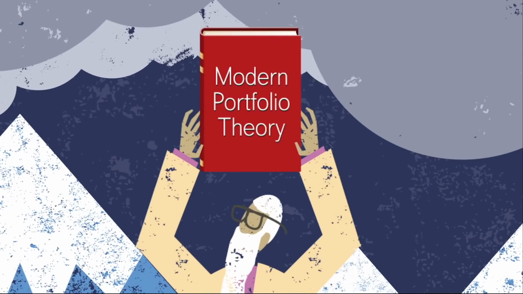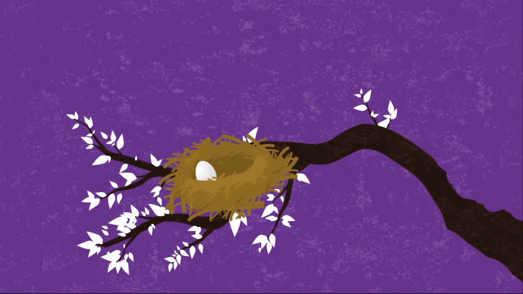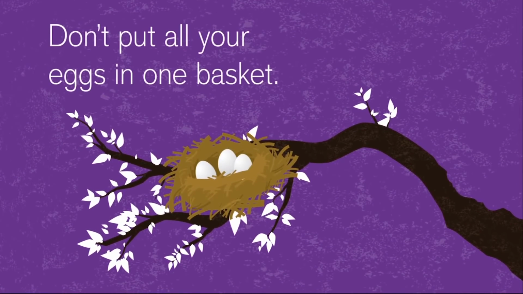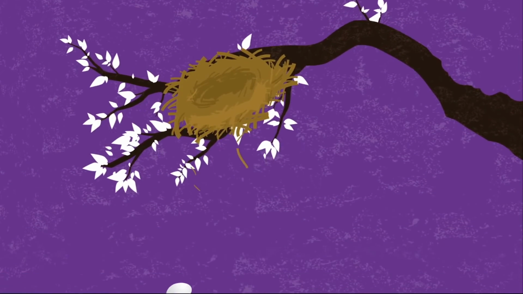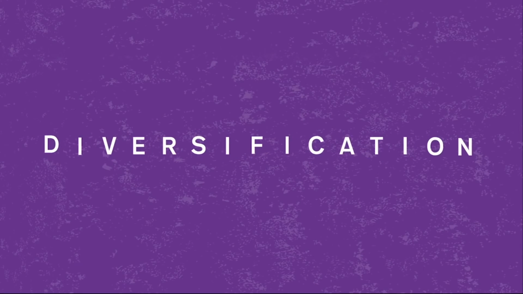It's called modern portfolio theory. The details are a lot of math, but understanding what's behind all the numbers is remarkably simple. In fact, you've probably already heard of it. Don't put all your eggs in one basket. You balance risk and reward by holding lots of different types of investments. The technical term is diversification, and it's the name of the game in investing.